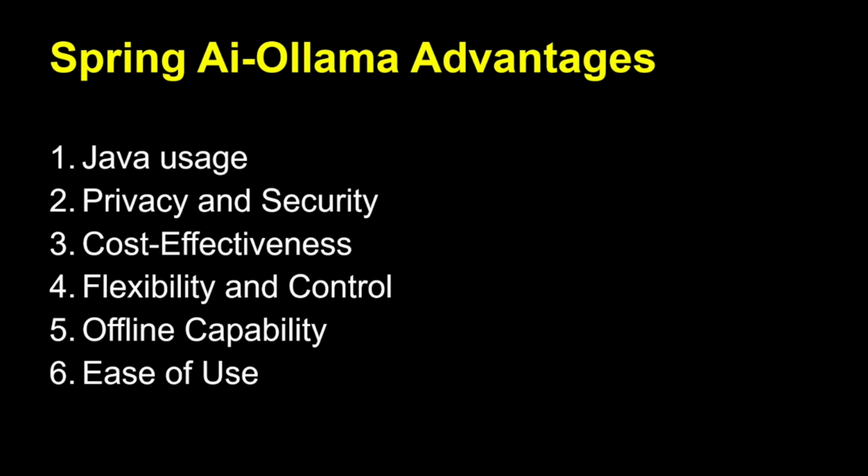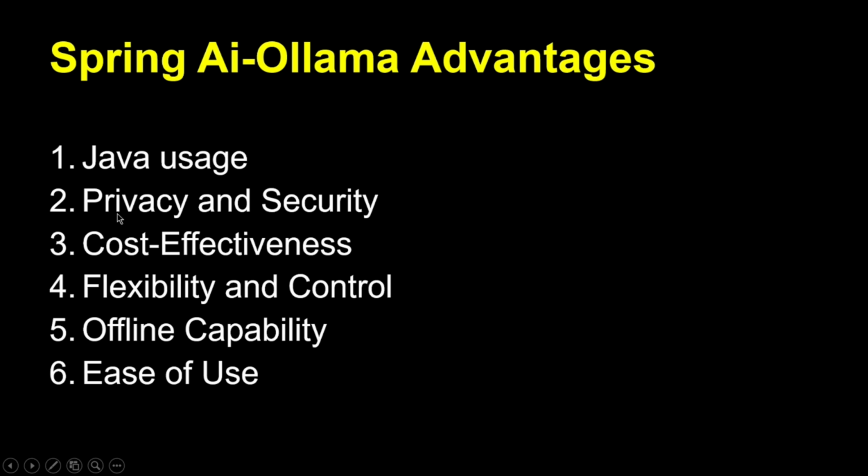But now if you are a core Java developer, how are you going to manage this? In that case, you can use Java along with Spring AI. Then you can execute the models locally or remotely. So this is the advantage of Spring AI: you can use Java and call the LLM models. So that's the first benefit.